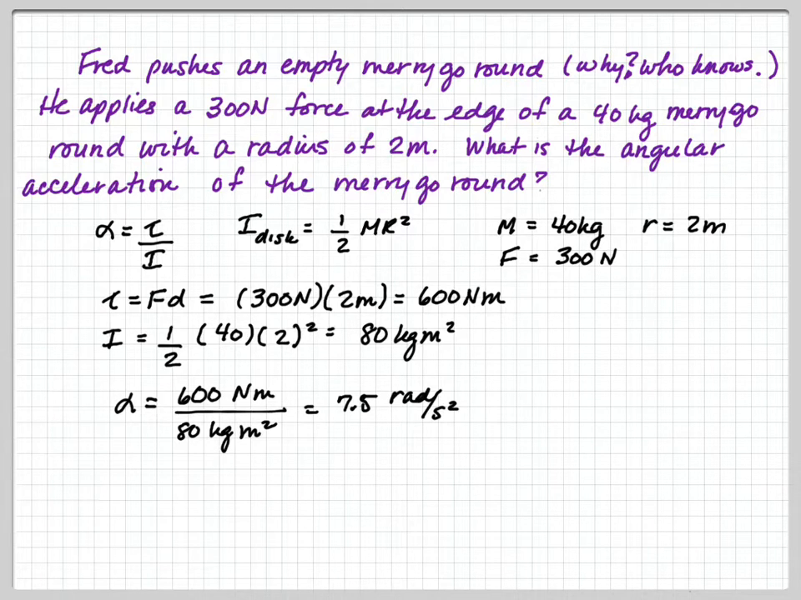And so we've got Fred pushing an empty merry-go-round, and he applies a 300 Newton force at the edge of a 40 kilogram merry-go-round. It has a radius of 2 meters. And the question is, what's the angular acceleration of the merry-go-round? And so we have the equation for angular acceleration.